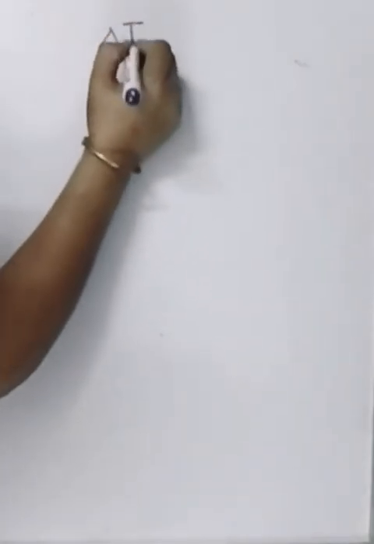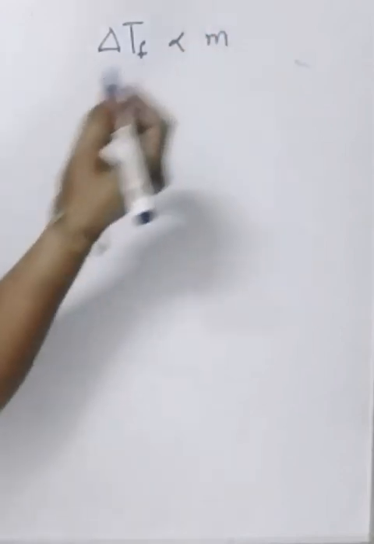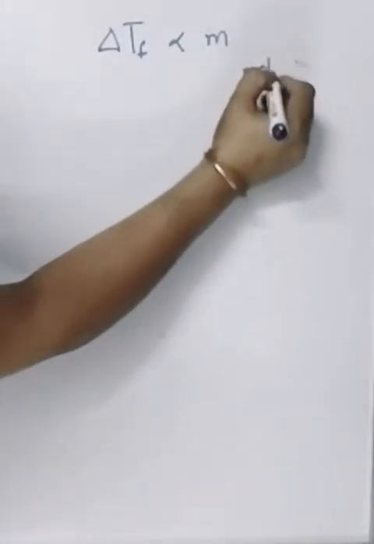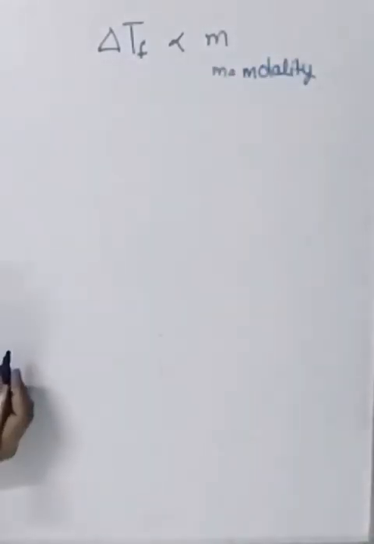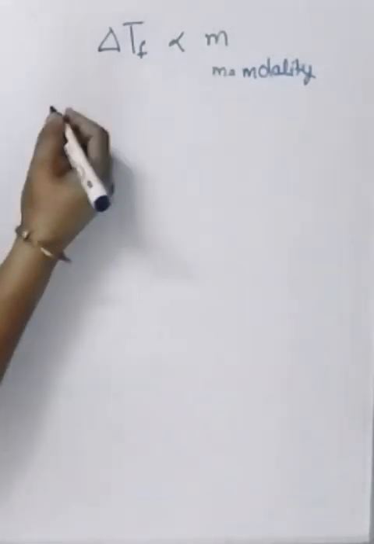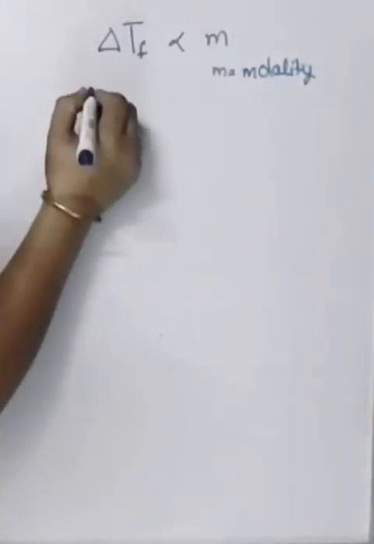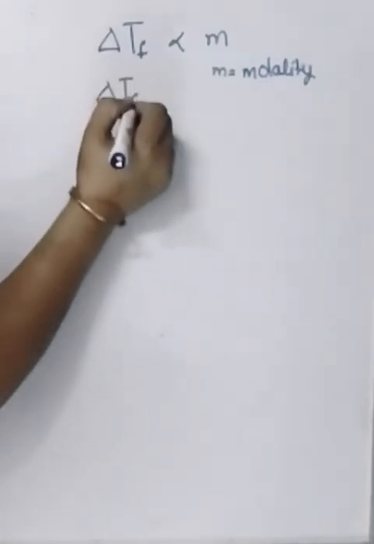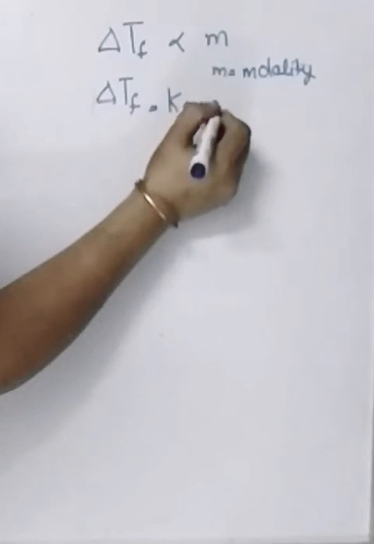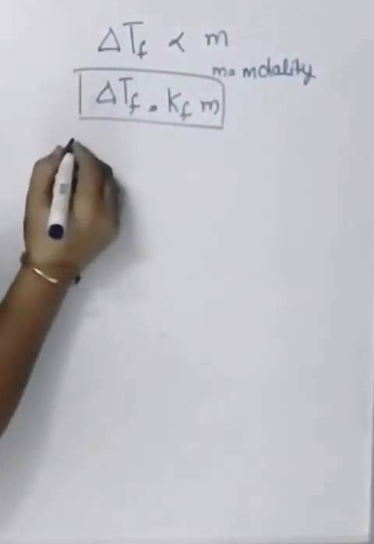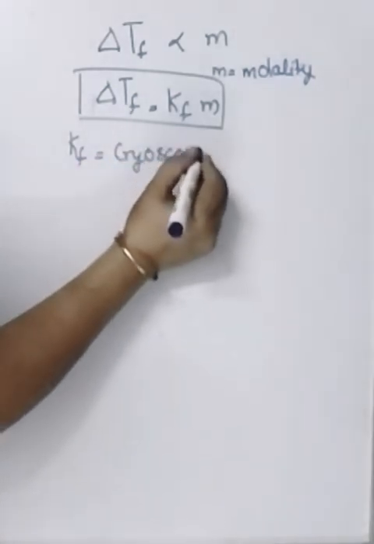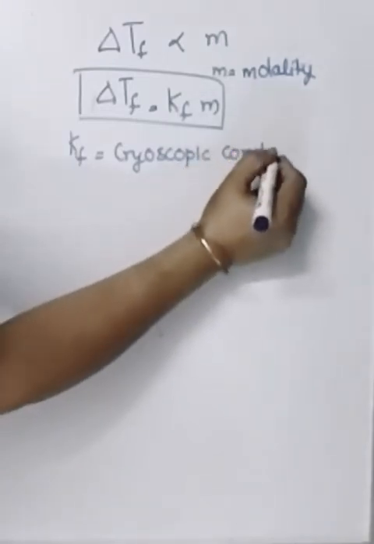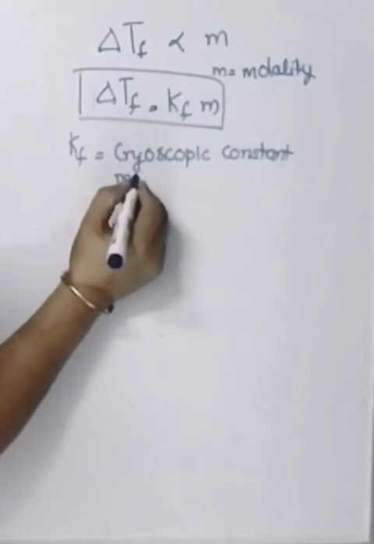Del TF again is directly proportional to molality. M is molality of the solution. Molality is the number of moles of solute dissolved in 1 kg of the solvent. So del TF is directly proportional to molality, and we write del TF equals KF M. This KF is what? Cryoscopic constant.